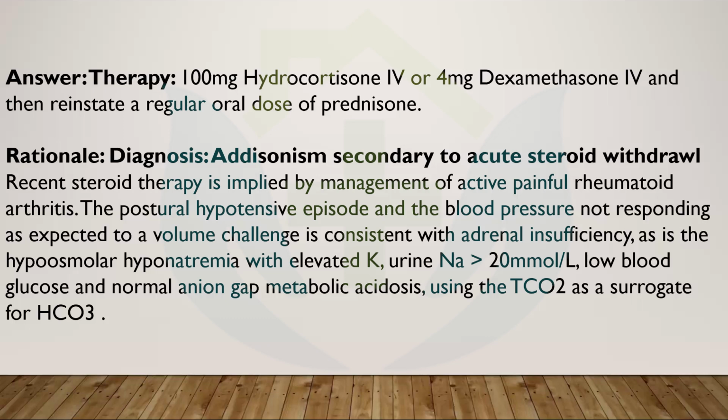What I feel is, whenever you practice for biochemistry, just try to develop a pattern in your mind. Whenever you see hypoosmolar hyponatremia with elevated potassium, it can be Addisonian, so that in the actual exam you get some clue from the pattern.